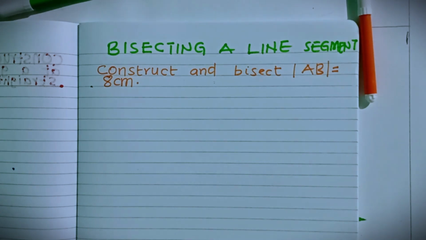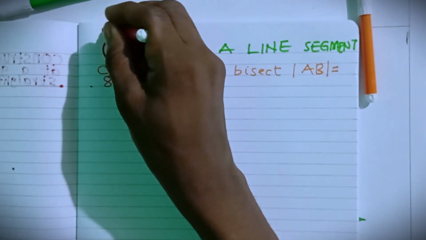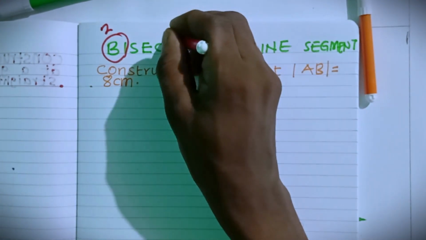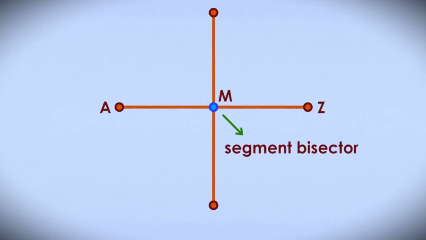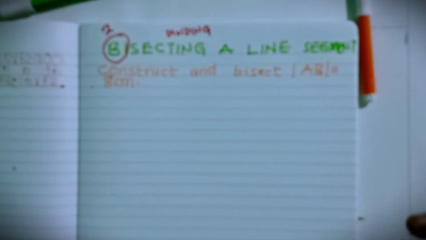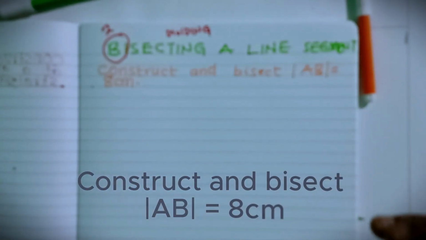Let's look at how to construct and bisect a line segment. Bisecting a line segment means dividing the line into two equal parts. Bi means two. Secting means dividing. So bisecting essentially means dividing a line segment into two equal parts. Let's use this example. Construct and bisect line segment AB with magnitude 8 centimeters.